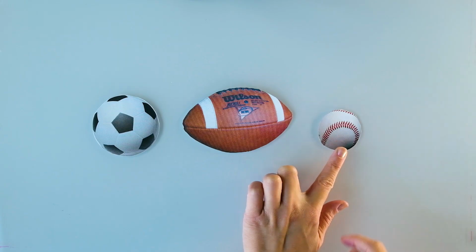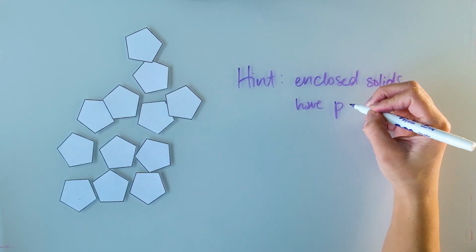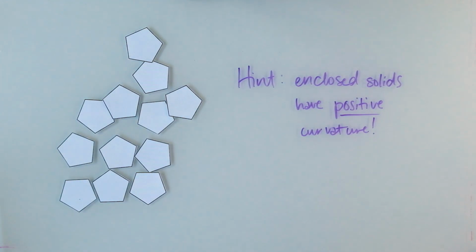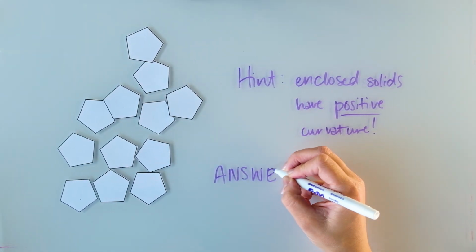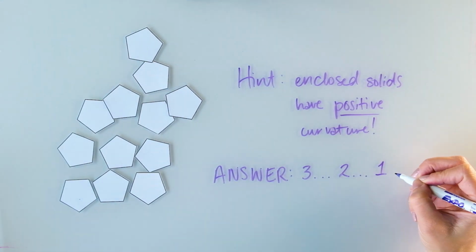Can you make a totally enclosed shape using these tiles? Here's your final hint. Enclosed shapes have overall positive curvature, and every single edge should be connected in your final structure. Pause the video one last time to give it a try. All right, final answer coming in 3, 2, 1.